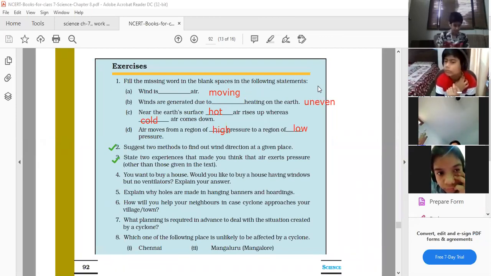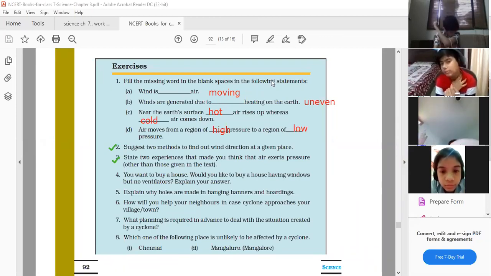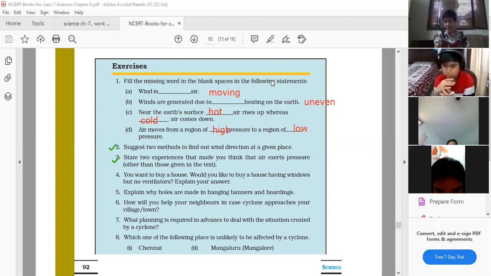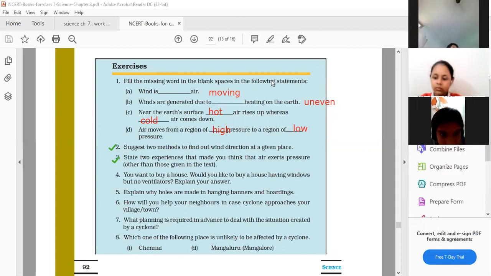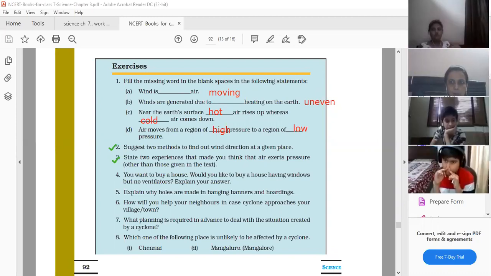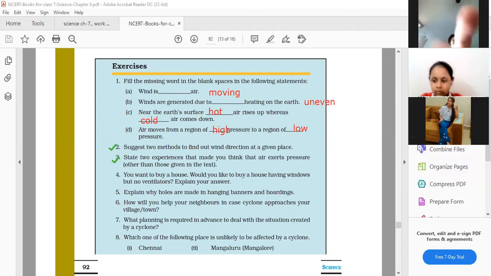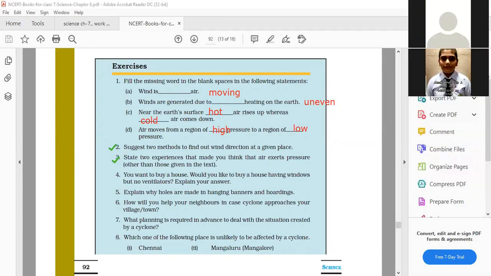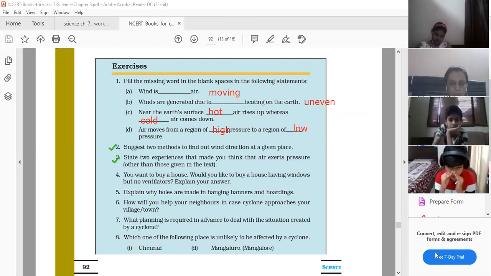Ma'am, I want to buy a house having windows. No, there are no ventilators. Without ventilators, ma'am, you will be purchasing a house? Ma'am, I will be purchasing a house with ventilators, because it is necessary for a house to contain ventilators. No, I want the exact reason for it. Why is it so?